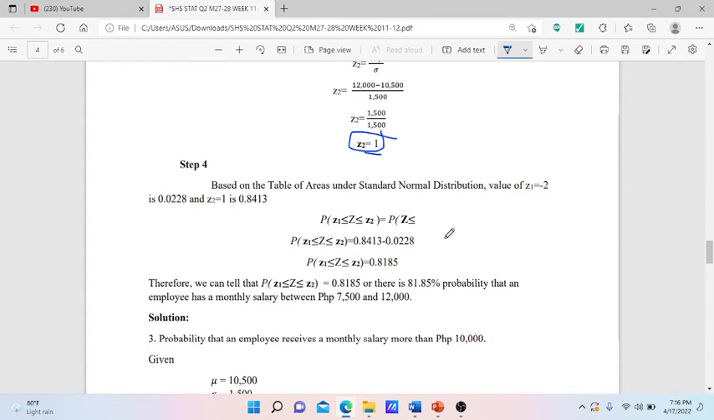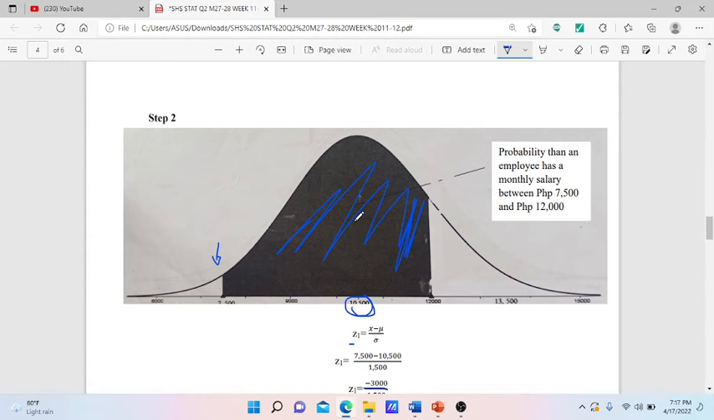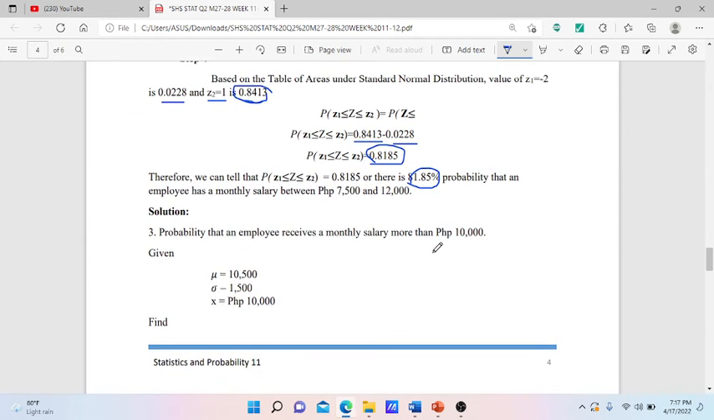Okay, so the area of z sub 1, negative 2, is 0.0228. Then z sub 2, the z-score is 1, 0.8413. So, student, we do not have a negative area. Area is always positive. So highest minus lowest. Then after that, 0.8185. So convert into percent form. 0.8185 times 100, we have 81.85%. So the area is 81.85%. Next is number 3.